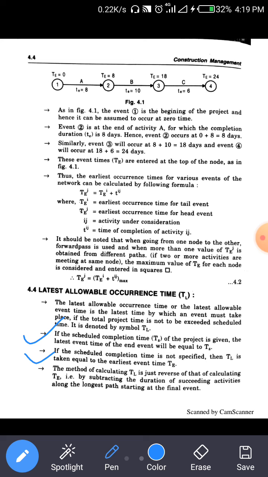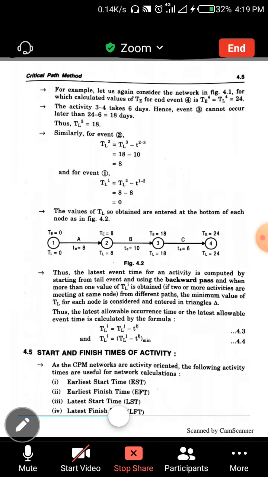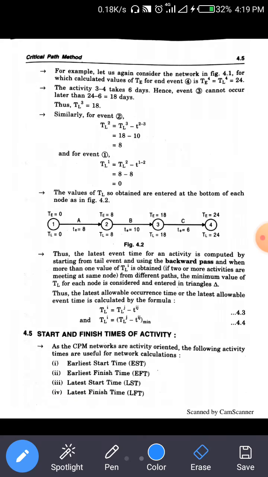The method of calculating TL is just the reverse of calculating TE, by subtracting the duration of a succeeding activity along the longest path starting at the final event. Let's start with a simple small example and figure. Here is how to find the TL value. We already know how to find the TE value.